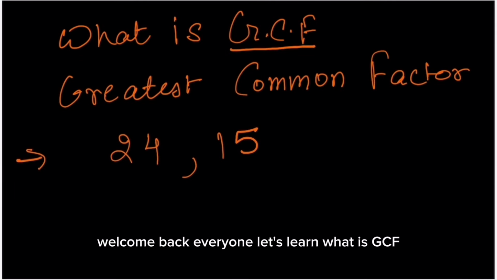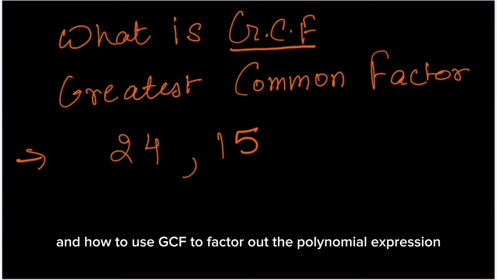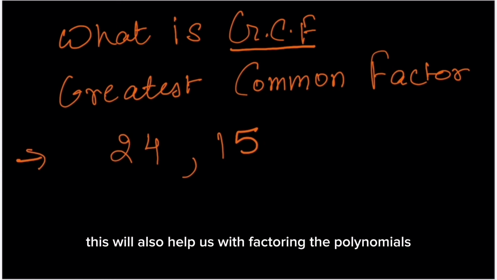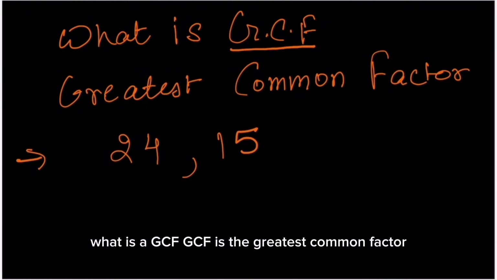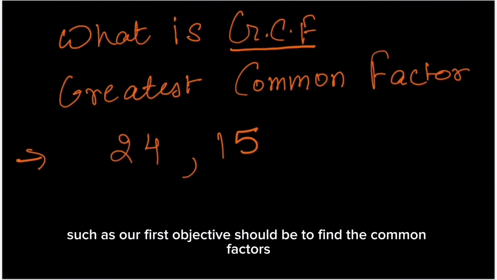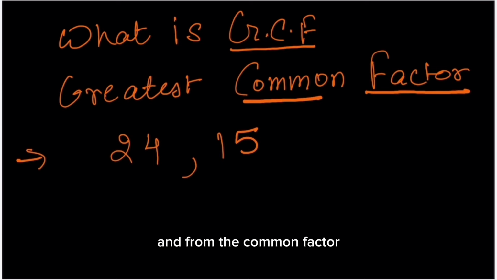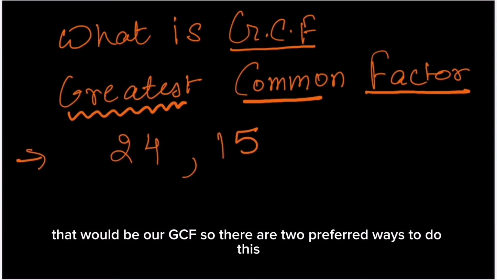Welcome back everyone. Let's learn what is GCF and how to use GCF to factor out the polynomial expression or polynomial equation. This will also help us with factoring the polynomials. What is a GCF? GCF is the greatest common factor. As the name suggests, our first objective should be to find the common factors, and from the common factors, whichever factor is the greatest, that would be our GCF.